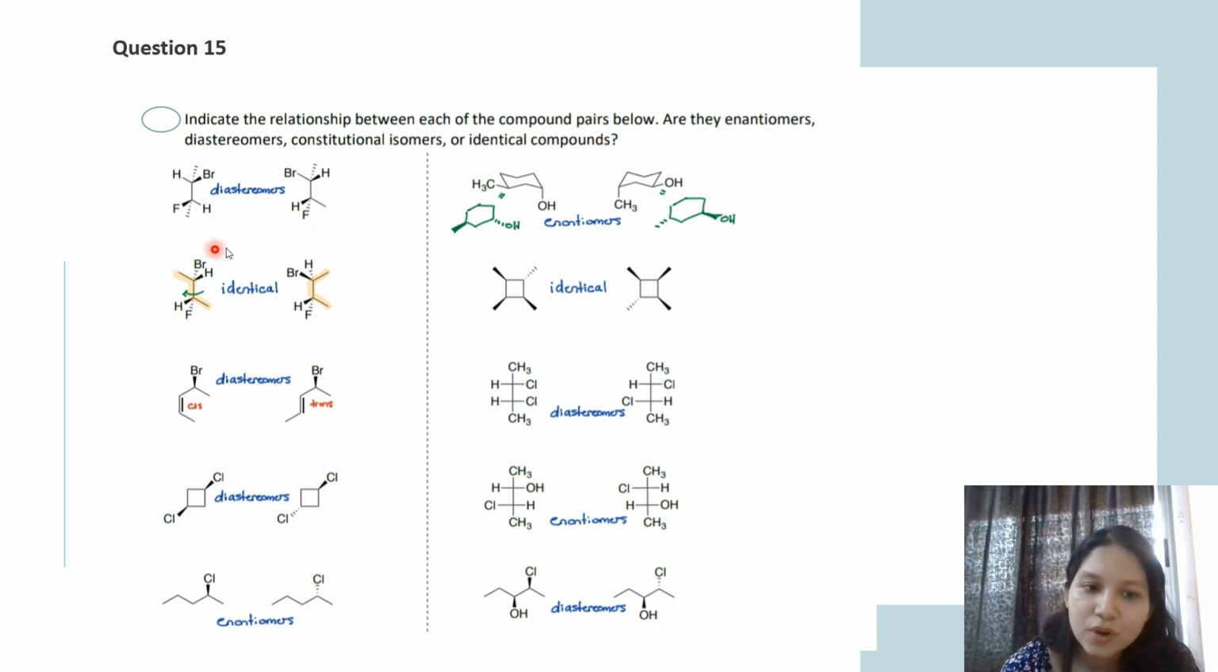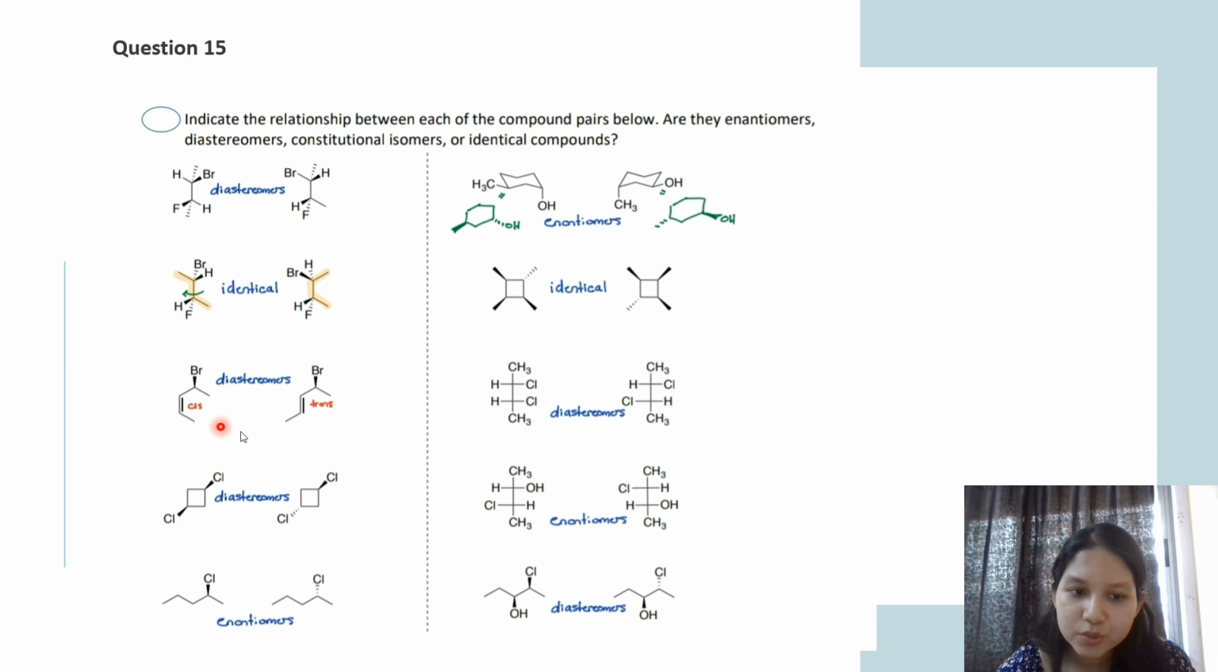Similarly, if you try to solve for this pair, you have to convert these two molecules into their Fischer projections, and you will find that the stereogenic centers present in both the molecules will be of the same configuration, and you will see that these two molecules will be identical. So for these two pairs you can solve by yourself.